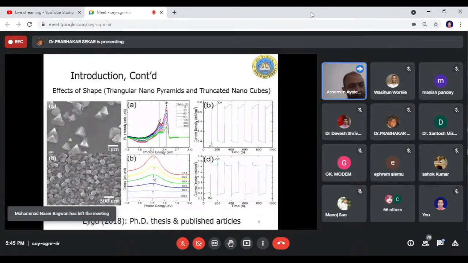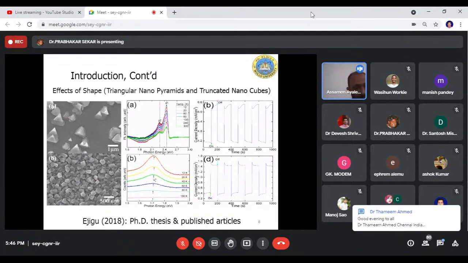One is a very interesting nanopyramid. And for the bottom one, I'm referring to the SEM image, the shapes are like truncated nanocubes. So the material is the same, nano-sized cuprous oxide. We try to design photoelectrodes based on these properties, and they showed really different properties.